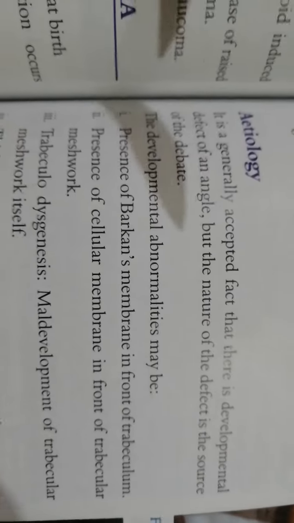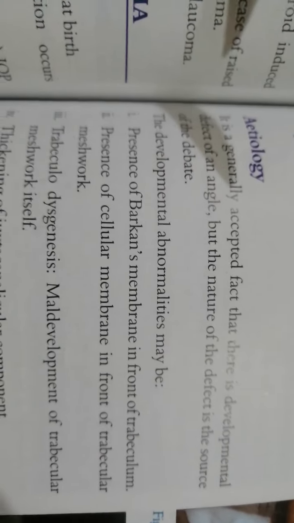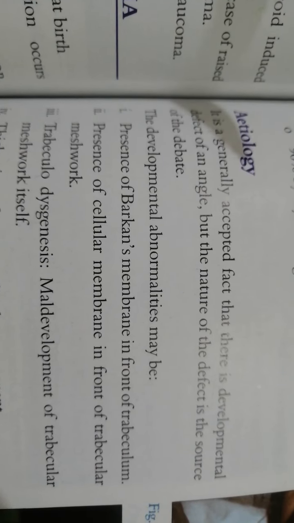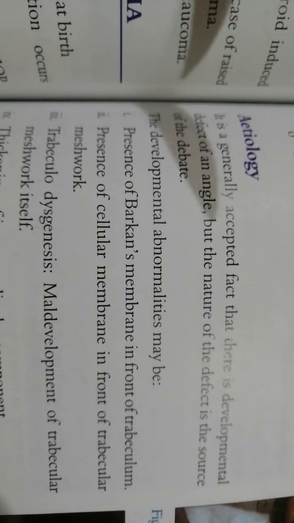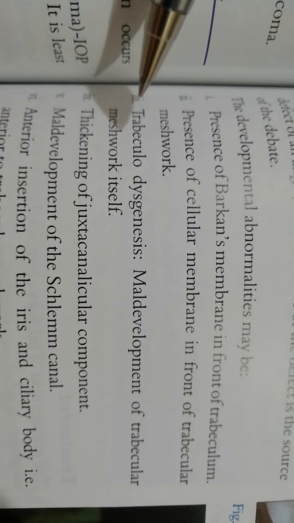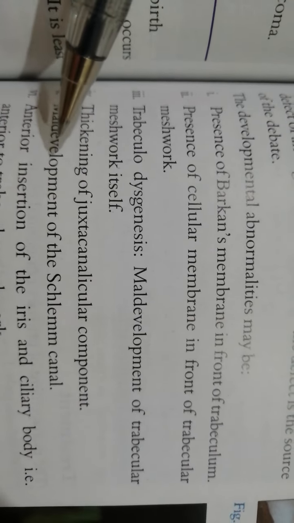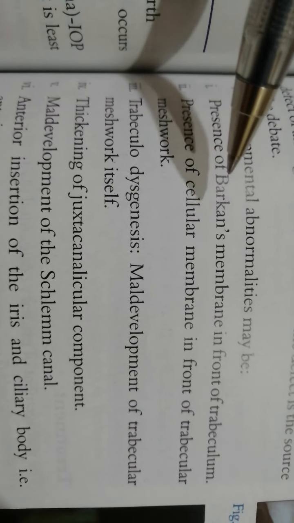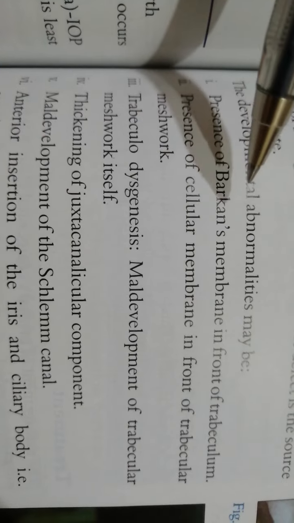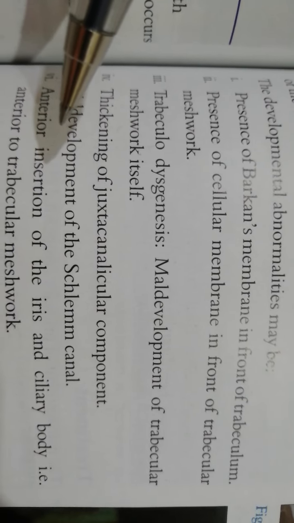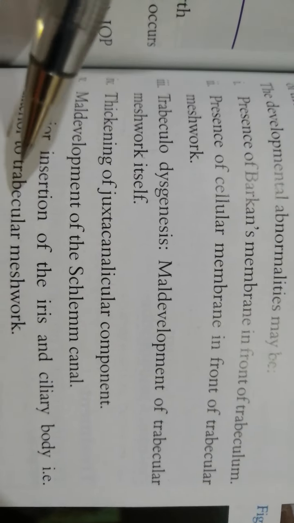Again, etiology: the same thing has been mentioned again, that the pathogenesis underlying primary infantile glaucoma is a developmental defect of the angle. But there can be different types of defect. For example, there can be maldevelopment of the trabecular meshwork, or there might be a maldevelopment of the canal of Schlemm, or there might be an extra membrane, the Barkan's membrane, present in front of the trabeculum. Again, remember this name for MCQs. Or maybe there might be an anterior insertion of the iris and the ciliary body that would block access to the trabecular meshwork.